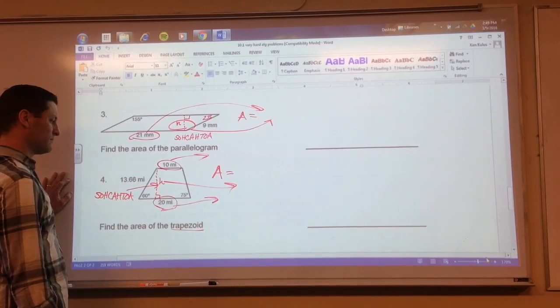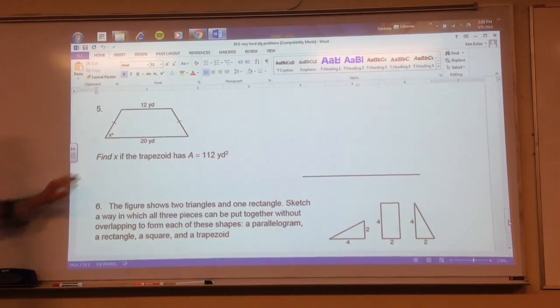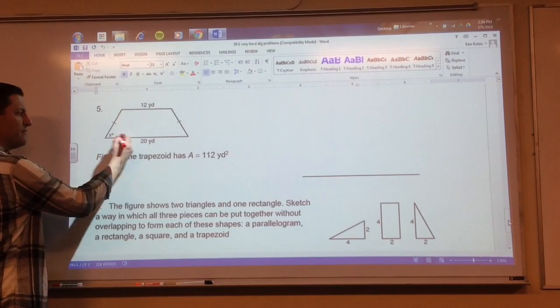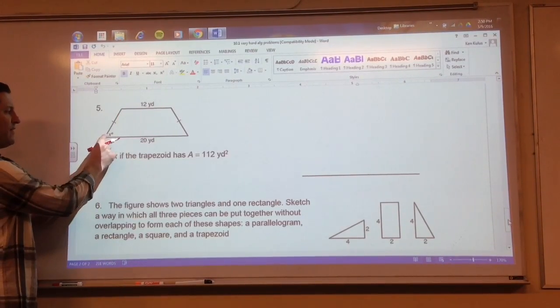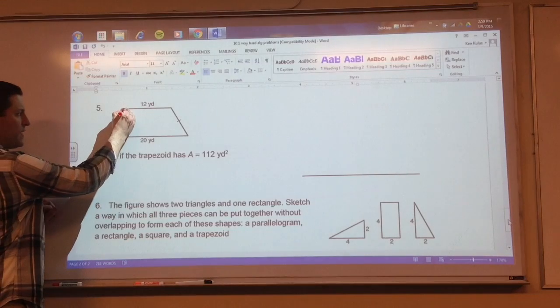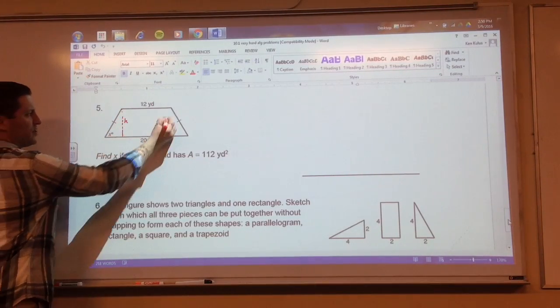Okay, this wants us to find x, and x happens to be an angle. One way I know how to find angles is I can use an inverse trig function, SOHCAHTOA, sine, cosine, tangent to the -1 to find that. So if I knew the height, I think I can find this little chunk pretty easy.